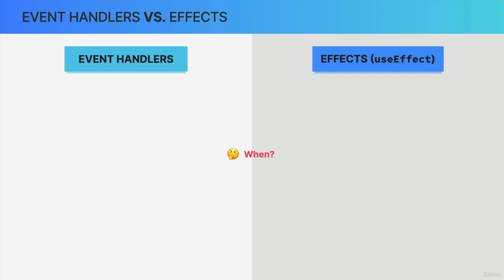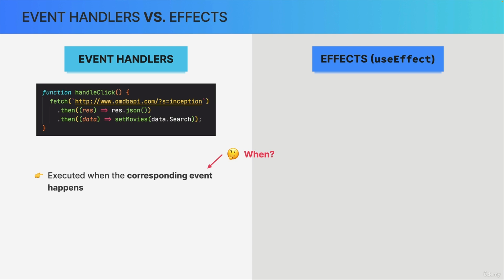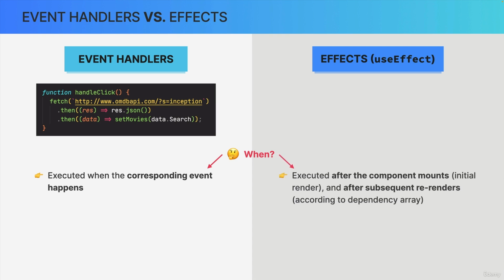The first possibility is that we might want to fetch movie data only when a certain event happens. So in that case, we would of course just use an event handler function, just like we have been doing up until this point. I mean, we haven't been using event handlers to fetch data, but we have used them for other stuff. Now, the other possibility of when to fetch the data would be to do so immediately after the component mounts, so after it is first rendered.